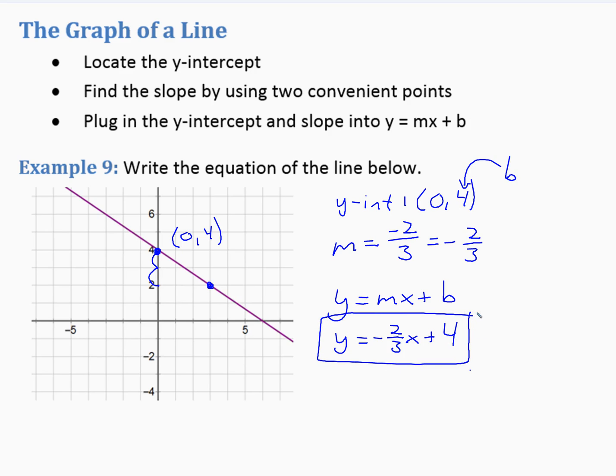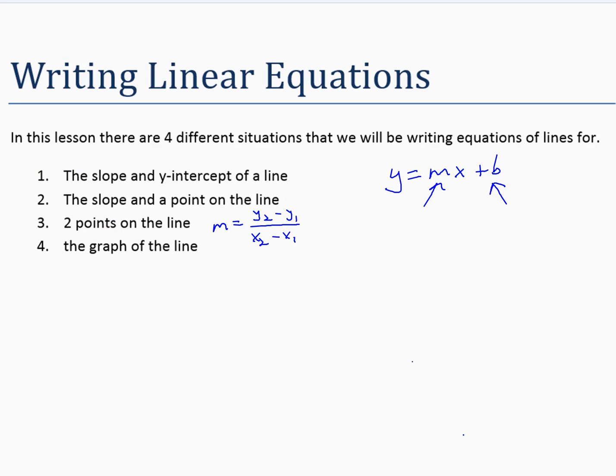And so we went through those 4 situations: slope and y-intercept, slope and a point on the line, 2 points on the line, and the graph of the line. And we are going to go ahead and skip that example for now. And so that's writing linear equations.